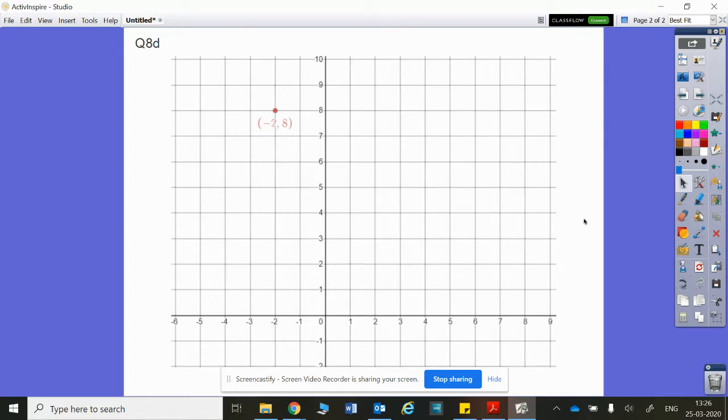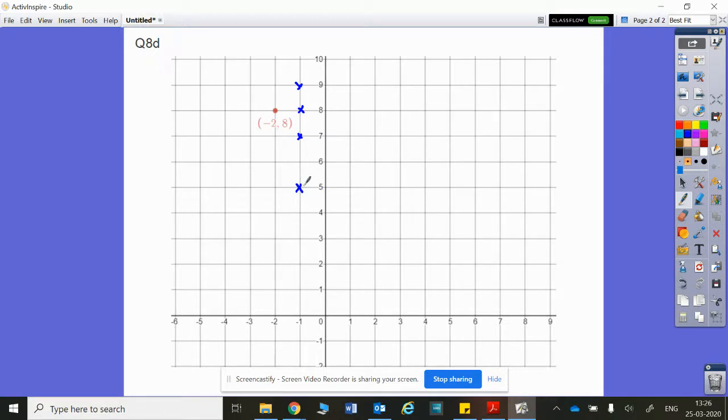Right. Well, I'm just going to show you what the gradient of -3 means to start off with. So a gradient of 1 would mean 1 across and 1 up, so you'd end up here. Gradient of 0 would be 1 across and 0 up. The gradient of -1 would be 1 across and 1 down. So gradient of -3 would be 1 across and 3 down. So that would be our next point, (-1, 5).